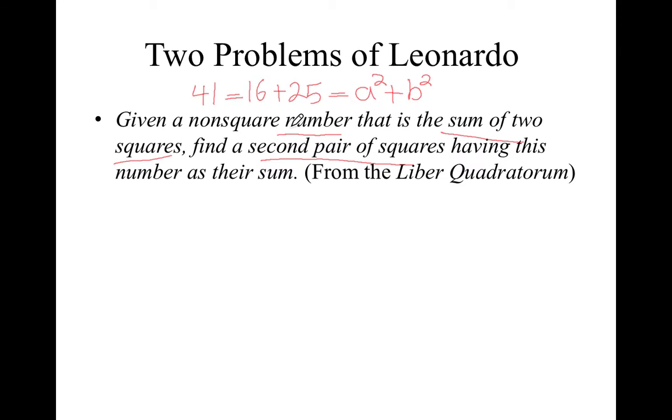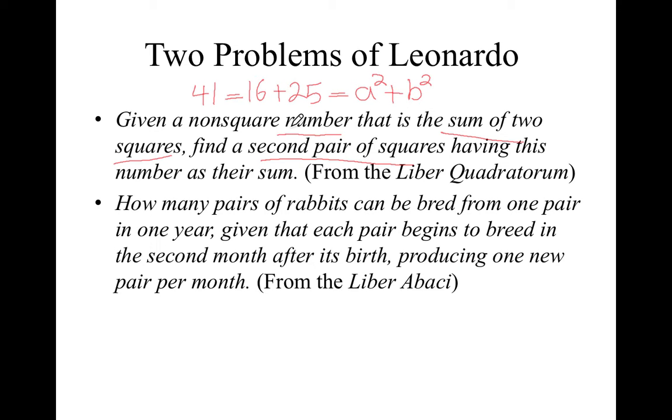And the second problem is how many pairs of rabbits can be bred from one pair in 1 year, given that each pair begins to breed in the second month after its birth. So it doesn't breed right after the first month. It has to wait 2 months to breed, producing one new pair per month. This one is from Liber Abaci, and the first one is from the Liber Quadratorum, or the book of the squares.